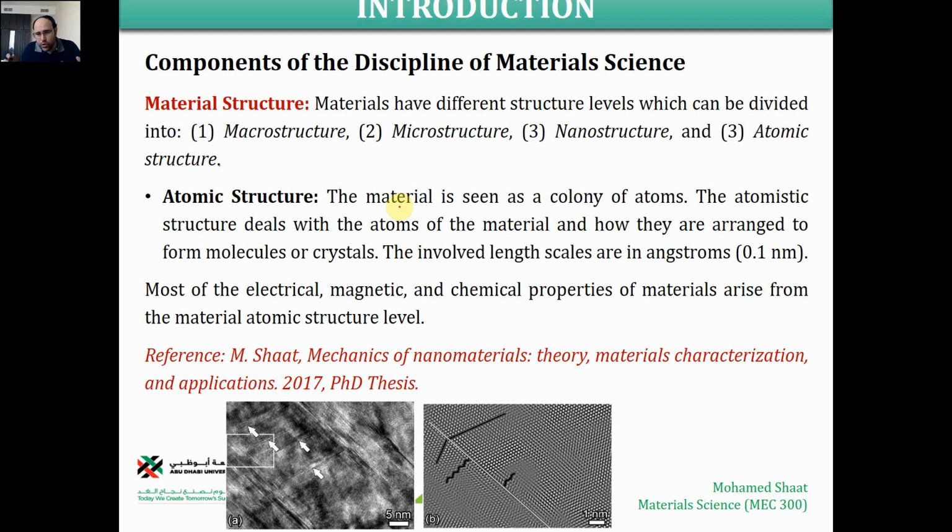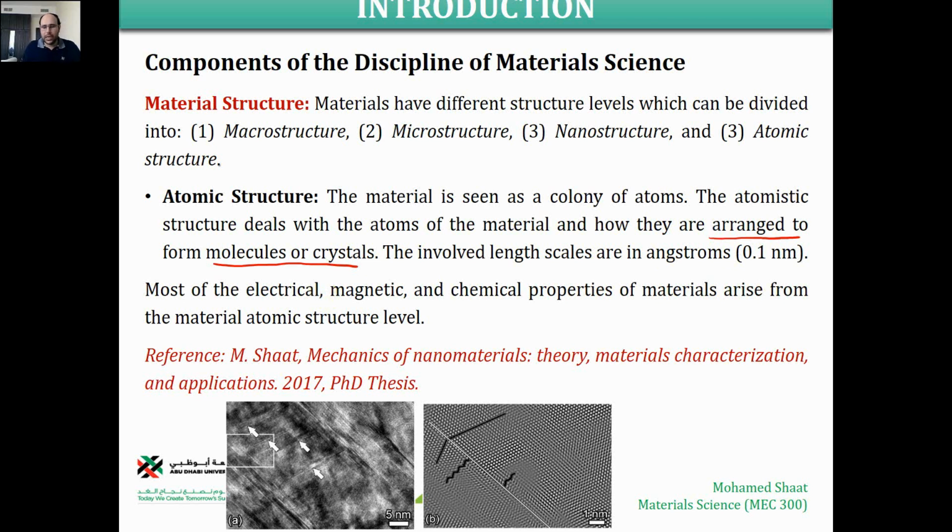This is a huge machine that's used for getting images of the material's atomic structure, microstructure, or even nanostructure. With the atomic structure, the material is seen like a colony of atoms, a group of atoms, and these atoms are arranged in a certain way to form a material. The atomic structure deals with the atoms of the material and how they are arranged. The key idea is how you arrange these atoms to form a molecule or a crystal or a grain. The crystal or the grain is the same concept.